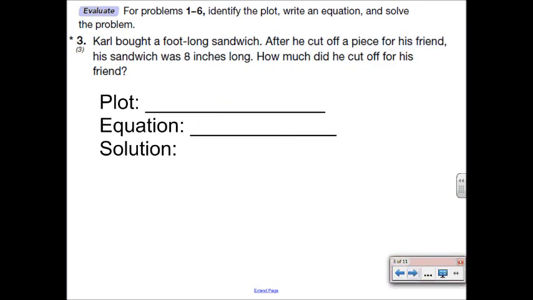Carl bought a foot-long sandwich. After he cut off a piece for his friend, his sandwich was 8 inches long. How much did he cut off for his friend? So this one is a separating one. Basically, if you picture Carl, he separated his sandwich into 2 pieces, and we want to know how much was in each piece and how much is left in the end.